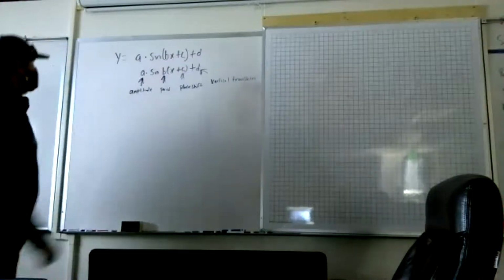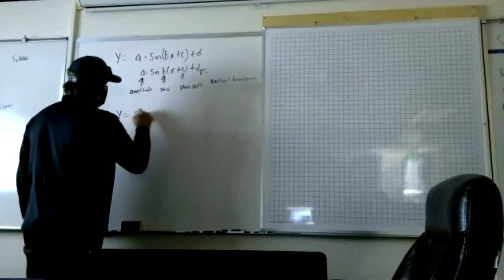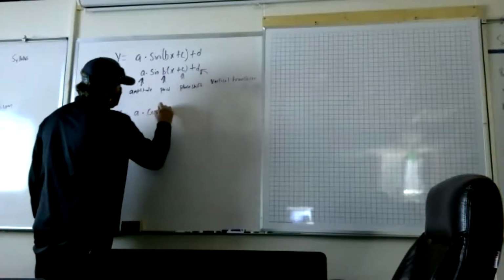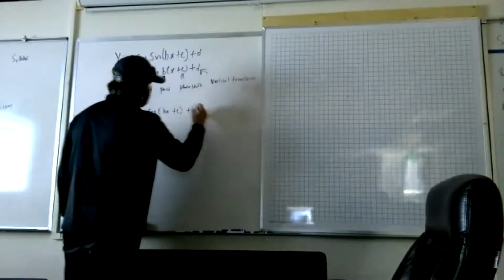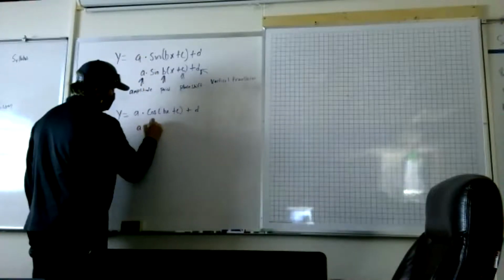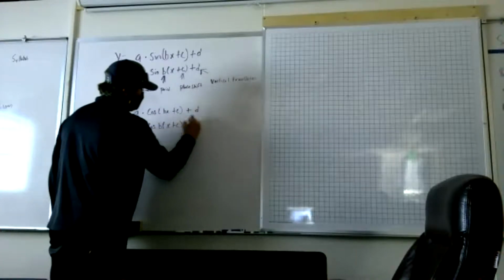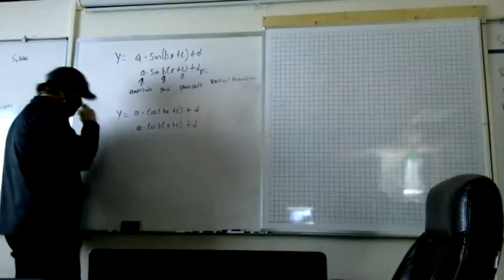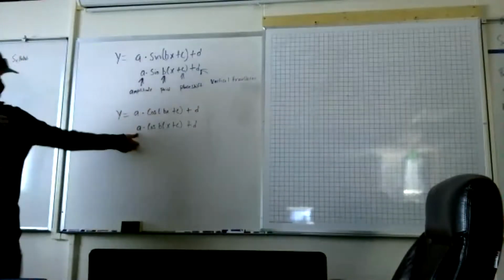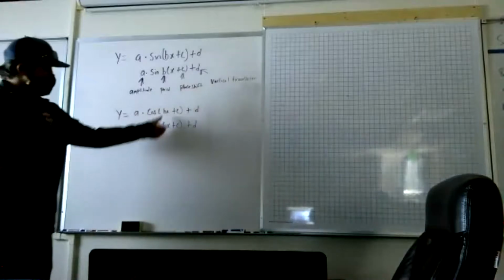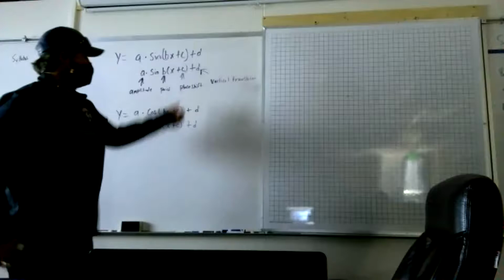Okay, for a cosine graph, it'll work the same way. It's A times the cosine of bx plus c, plus d. Once again, you'll see it written as this, with b factored out. But once again, all of them have the same impact. A is always your amplitude factor. B, whether it's on the inside or the outside, is your period factor. C is your phase shift.